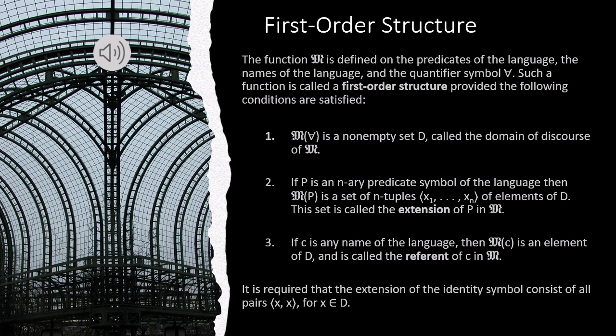Now, the final piece of information that makes it a first order structure is that we're always required to look at the extension of the identity predicate in the same way. It's always just going to be the set of ordered pairs (x, x) for every x in D. In other words, equality really does mean that the two things are actually equal. And that'll make a bit more sense as we go through some examples where we'll look at M applied to the identity symbol and see what the output looks like in that particular case.